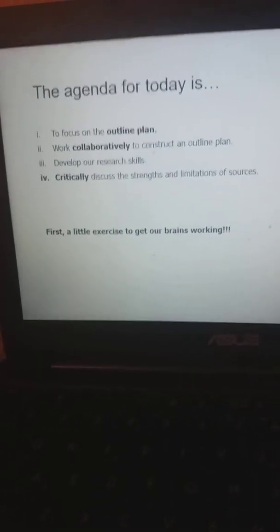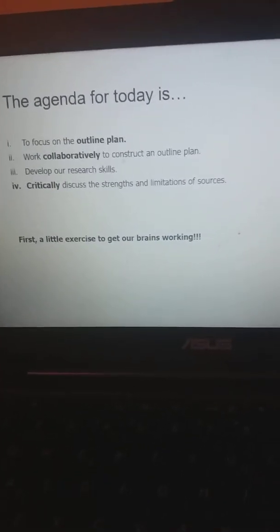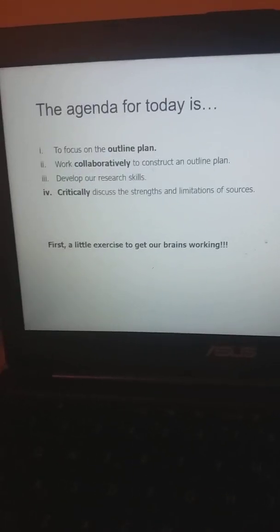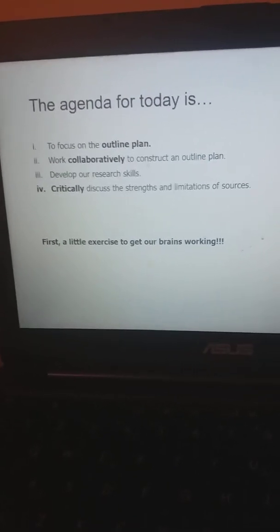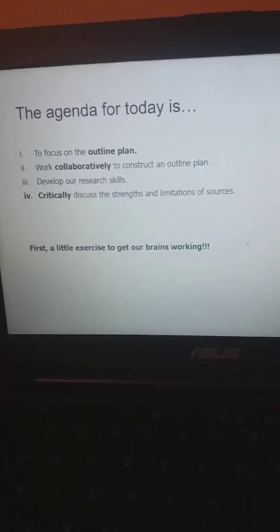For today, the agenda is number 1, to focus on the outline plan itself, work collaboratively together to construct an outline plan, develop our research skills, and critically discuss the strengths and limitations of sources in which you will find yourself. First, however, let's have a little exercise to get those brains of yours working.